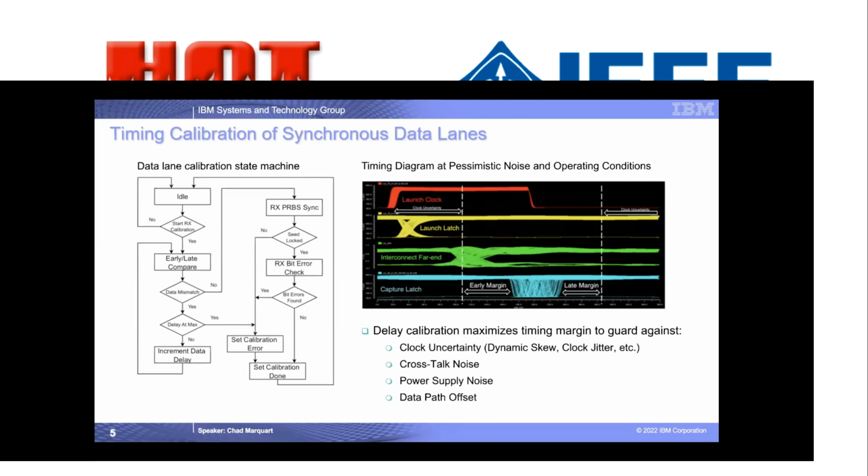The delay calibration routines ensure there is adequate timing margin to guard against jitter present in the data path, in addition to clock jitter and dynamic clock skew, or overall clock uncertainty, that may occur over time while the interface is active.